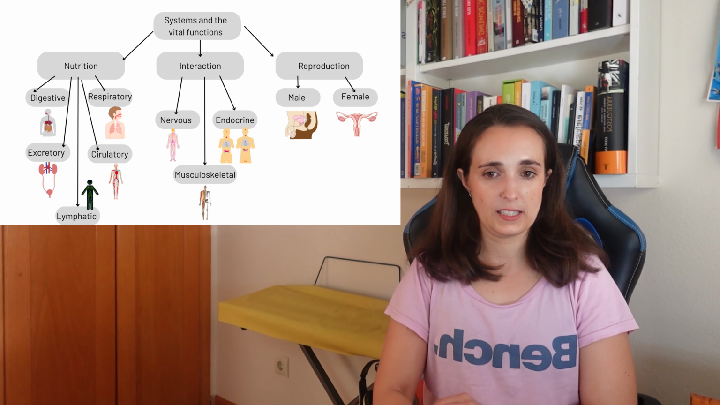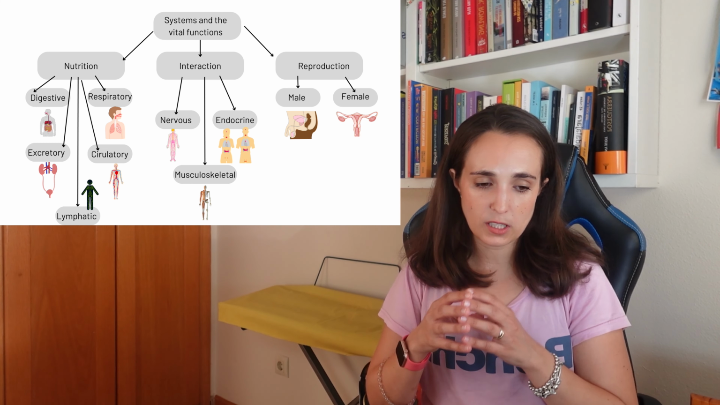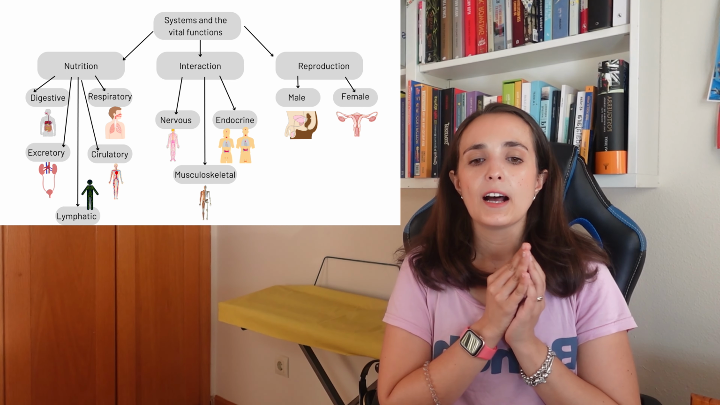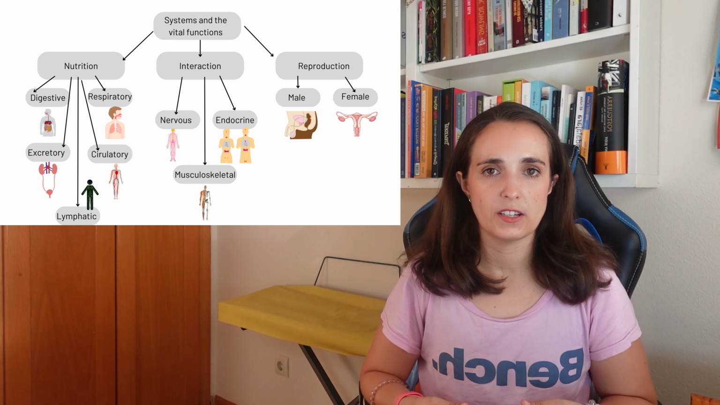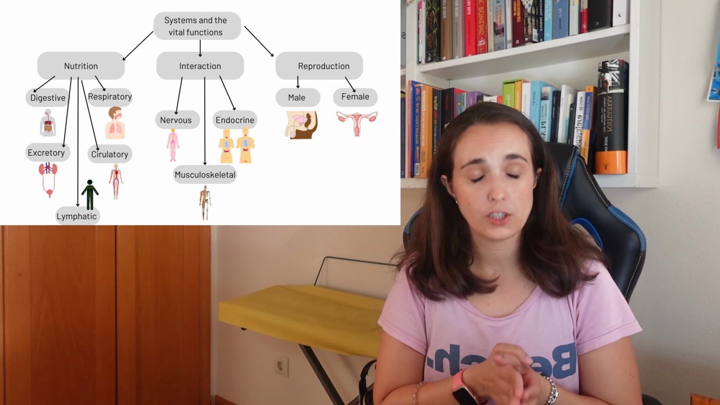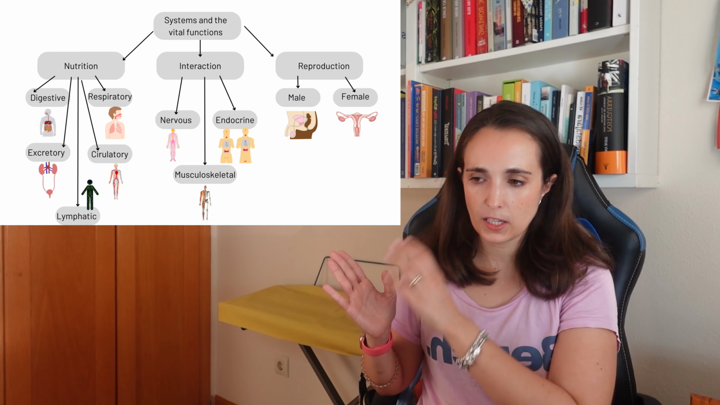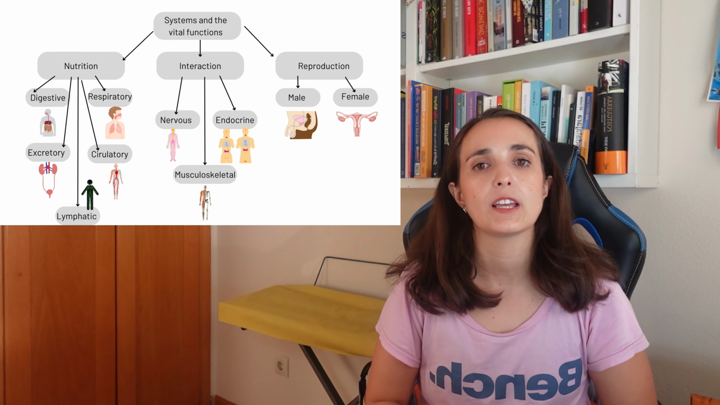So we can say that the nervous system and the endocrine system, they are like the main characters in the interaction function, but they have a role in each of those three functions of the living beings.